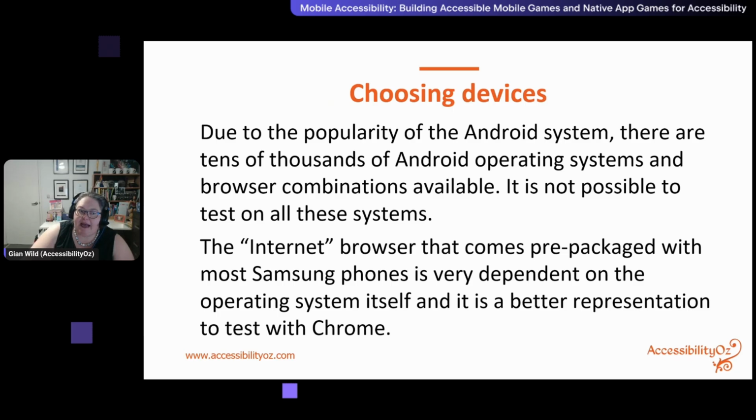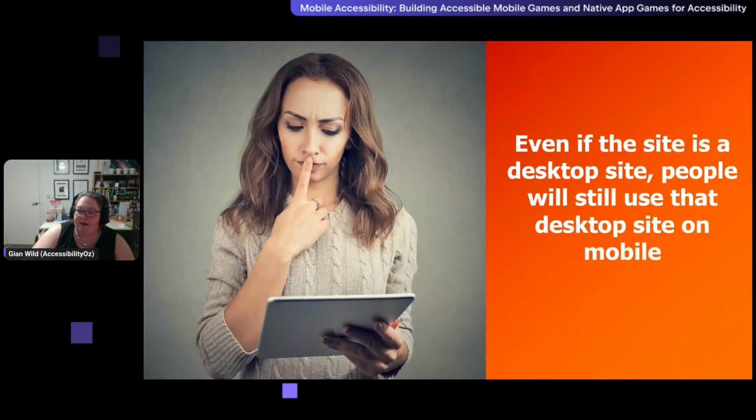In terms of the Android system, there are actually tens of thousands of Android operating system and browser combinations available. It's not possible to test on all these systems. And also another thing to remember is that the internet browser that comes pre-packaged with most Samsung phones is very dependent on that operating system itself, and a better representation is to test with Chrome. So whatever Android of what a lot more people will see. And just remember that even if the site is a desktop site, people will still use that desktop site on mobile, and I'll talk about that in a moment.